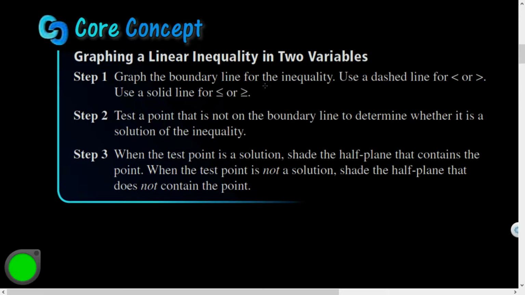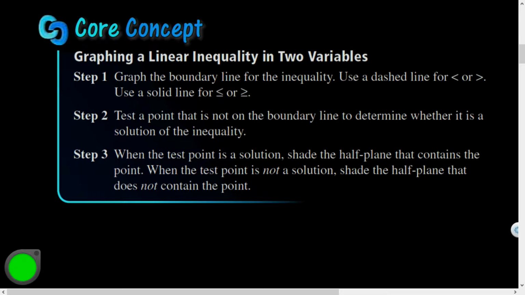Now, that's a way you could do a check, and it would work. It's just I think it's more work than necessary. To determine whether it's a solution of the inequality: when the test point is a solution, then shade the half plane that contains the point. And when it is not a solution, shade the half plane that does not contain the point. That is the weirdest... Wow.